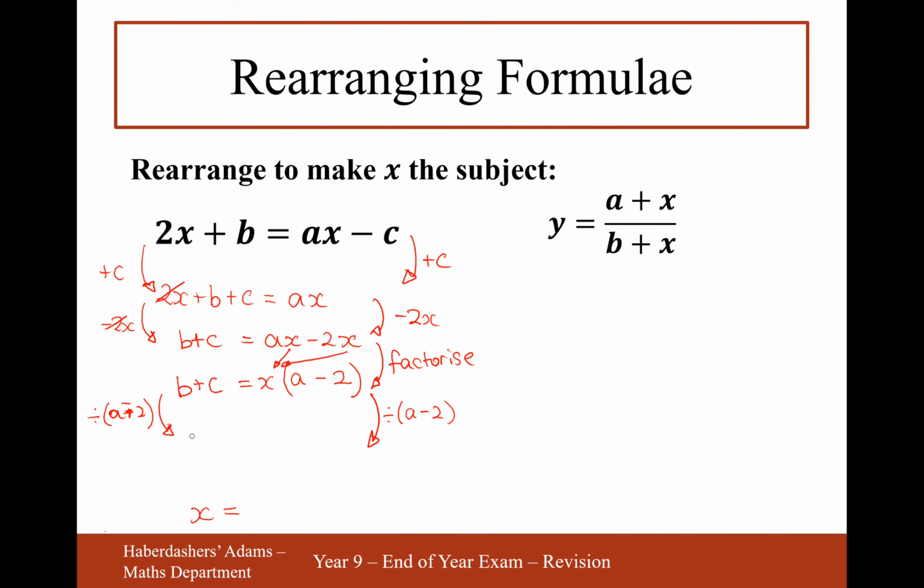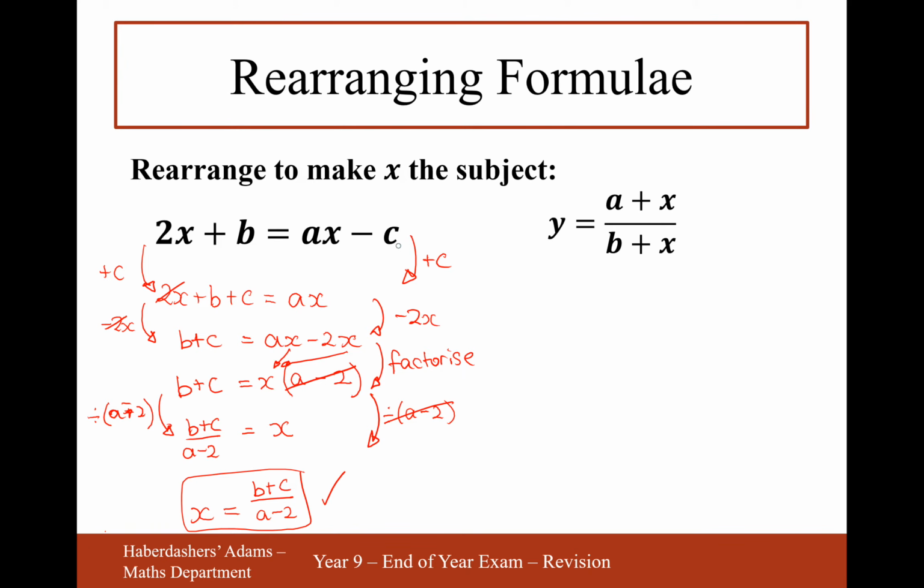So we'll divide this bracket onto the other side, so it would be b plus c divided by a minus 2, and then the times by a minus 2 will cancel out with the divide by a minus 2, and you'll just be left with x. So the final answer to this question is b plus c over a minus 2. And that's the final answer to this question.